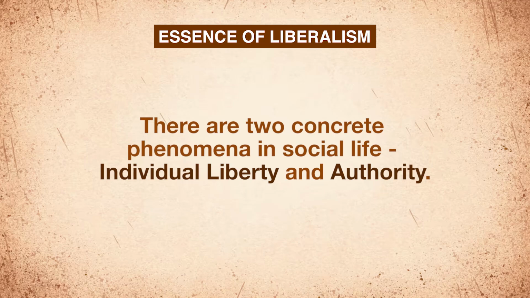Liberalism as a philosophy was born in the womb of a feudal society that was gradually fading away in England. There are two concrete phenomena in social life: individual liberty and authority. And these two concepts are inversely proportional. That means if we want more liberty, authority must decline, and if authority increases, obviously that will entail a curtailment of liberty. The liberals were the predecessors of the capitalists, and they wanted a society in which there would be minimal control or restraints on their profit-making activities.